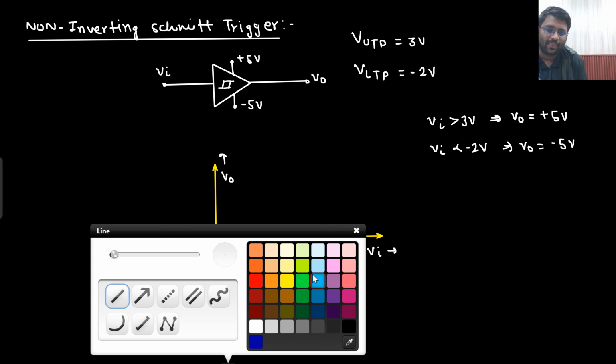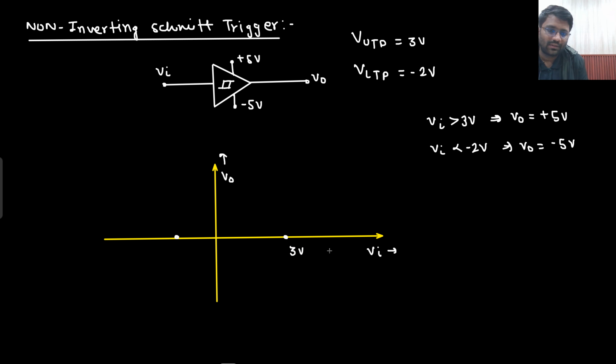If your input is greater than 3 volt, then this is the output you will be getting. And if your input is less than -2 volt, then this is the output you will be getting, which is -5. Now sir, what will happen in between? That's the question. In between you get the dead zone. This is known as the dead zone.